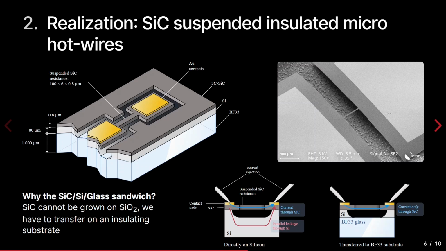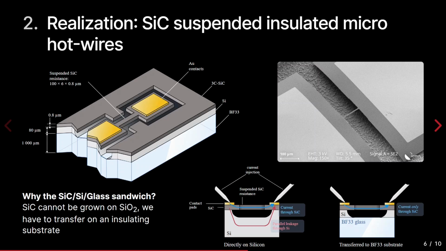In order to work properly, our wire needs to be suspended. It cannot lie on a substrate because we want all the thermal dissipation to happen in the fluid and not to be soaked into the substrate. And the second problem is that silicon carbide is grown with epitaxy, and it cannot be grown on anything other than silicon. Like, we have to match the crystal structure. It cannot be grown on silicon oxide. It cannot be grown on glass. So we have this silicon carbide on silicon thing.